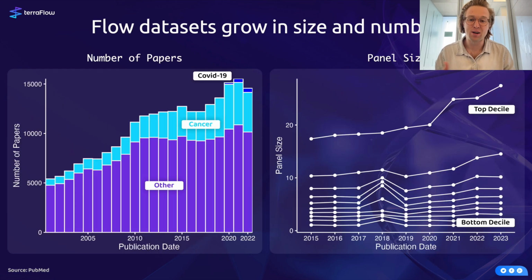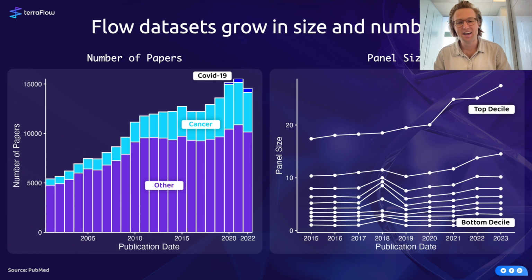These questions are compounded by 2 trends in the literature. First, the number of papers has been steadily increasing, particularly in domains like immuno-oncology and COVID-19. Last year, there were 150,000 papers that included flow cytometry results, which comes out to about 5 publications per hour.